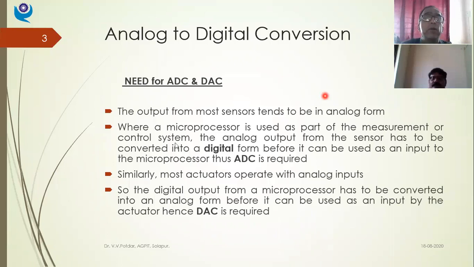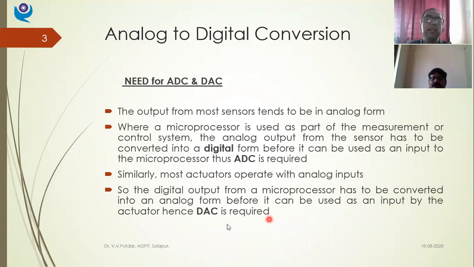Quickly we'll browse through. The output from the sensors tends to be in analog form, where a microprocessor is used as a part of the measurement and control system. The analog output from the sensor has to be converted into a digital form before it can be used as an input to the microprocessor. Thus ADC is required. This is what we discussed. Similarly, most actuators operate with analog inputs. So the digital output from the microprocessor has to be converted into an analog form before it can be used as an input by the actuator. Hence, DAC, digital to analog converter, is required.